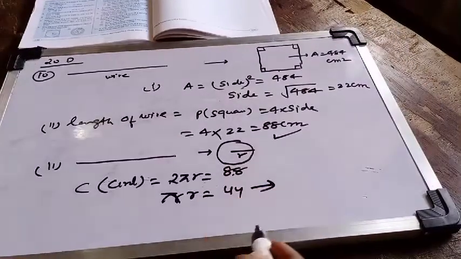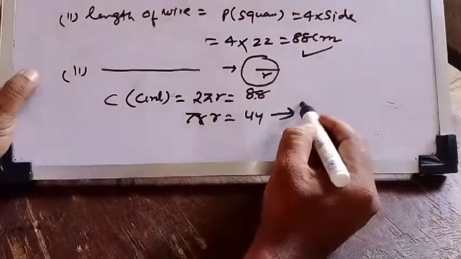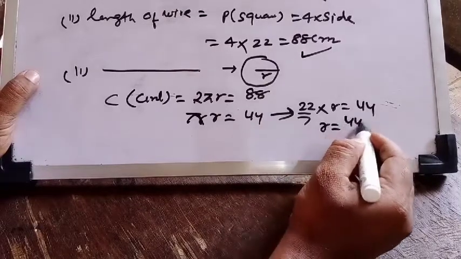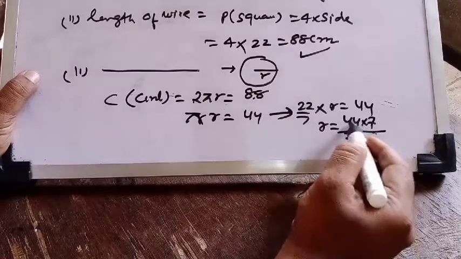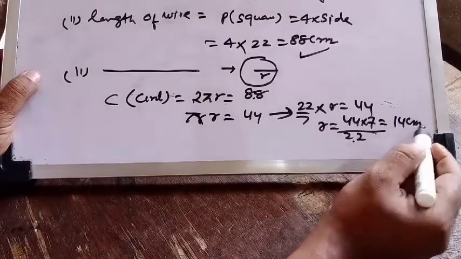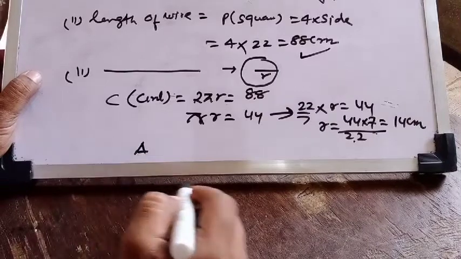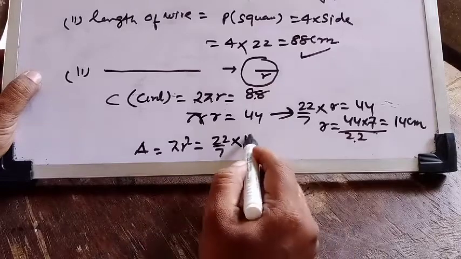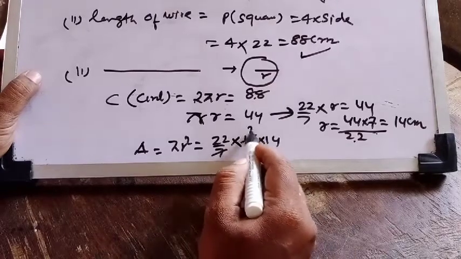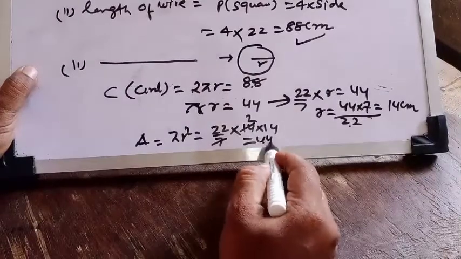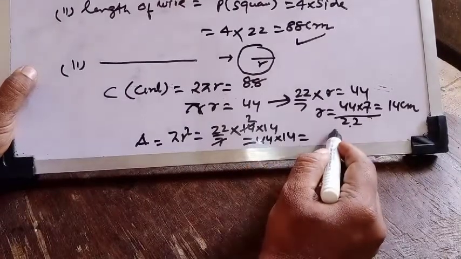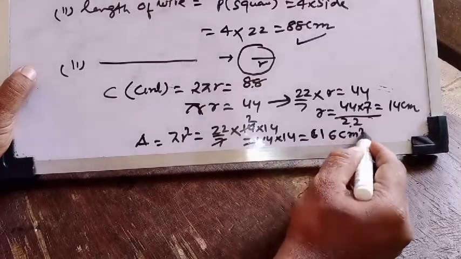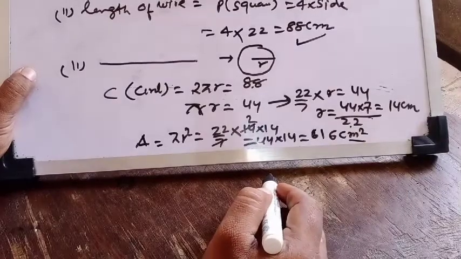We'll put the value. Pi is equal to 22 by 7 into r is equal to 44. So r will come out as 44 into 7 by 22. 22 will cancel 44 2 times, 2 7s are 14 centimeter. After that you will find the area. Area of circle will be pi r square, that is equal to 22 by 7 into 14 into 14. 7 2s are 14. That will be 22 into 2 is 44 into 14. 14 4s are 56. 616 centimeter square will be the area of the circle.